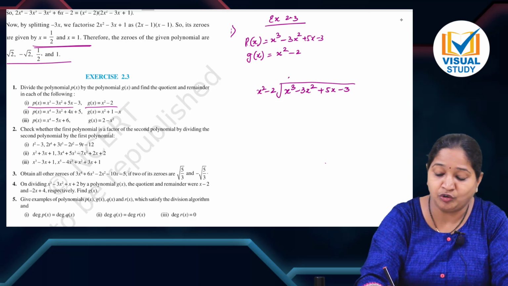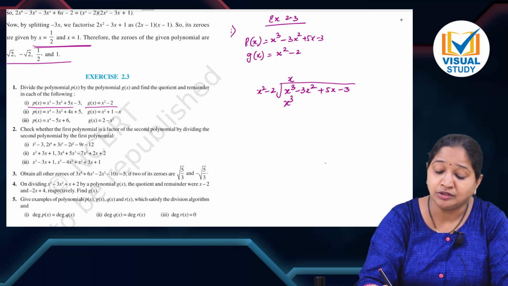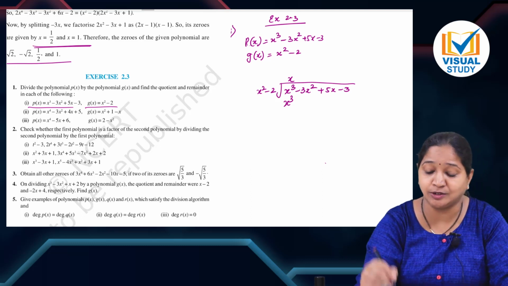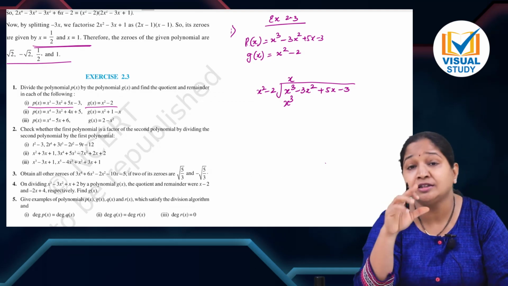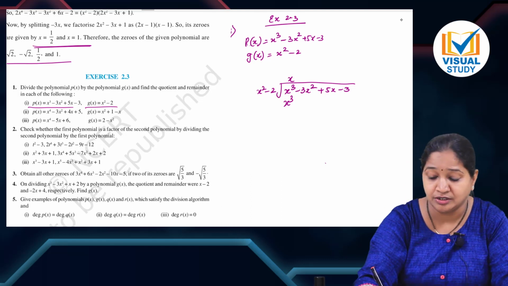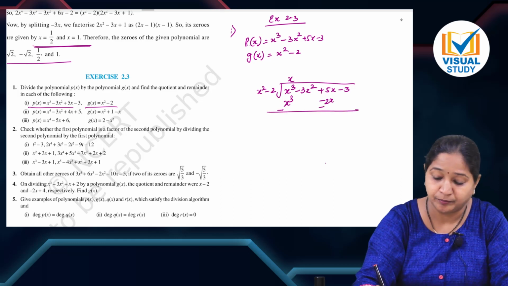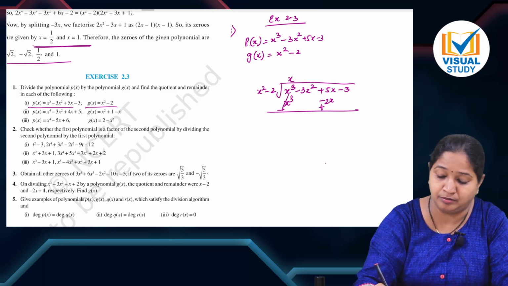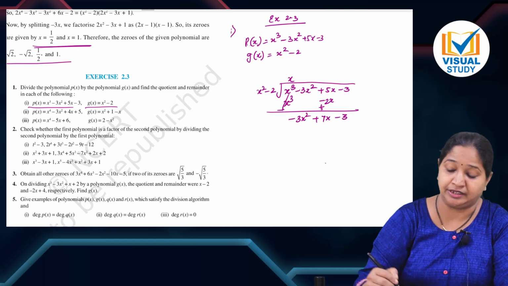Now we divide it, that is x cube minus 3x square plus 5x minus 3 by x square minus 2. Now what I have to multiply is x into x square, which is x cube. Now x into 2, that is minus 2x. I will not write it below x square because I have to write it under the like terms. So I'll write it here, that is 2x under the like terms. So I get minus 3x square plus 7x minus 3.